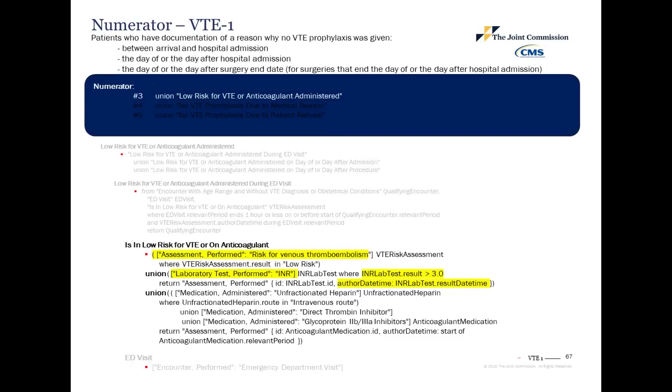In the next definition, as the title states, the logic is evaluating 2 things. One, is the patient a low risk for VTE? And 2, is the patient on an anticoagulant? So in the first evaluation, the logic is looking for either a low-risk VTE risk assessment or an INR test result greater than 3.0. And for the VTE assessment, it's using the attribute of author date time, and for the INR result, it's using the result date time attribute.